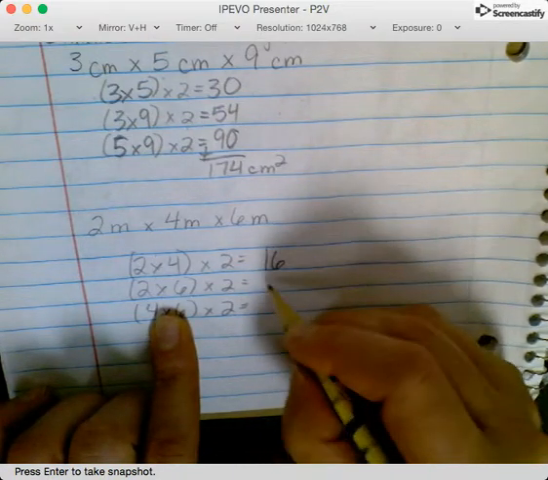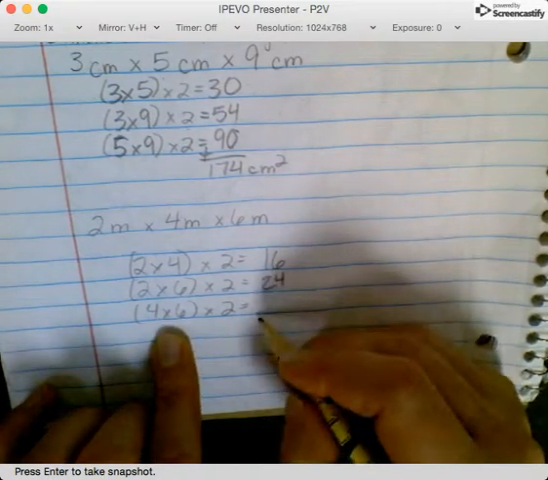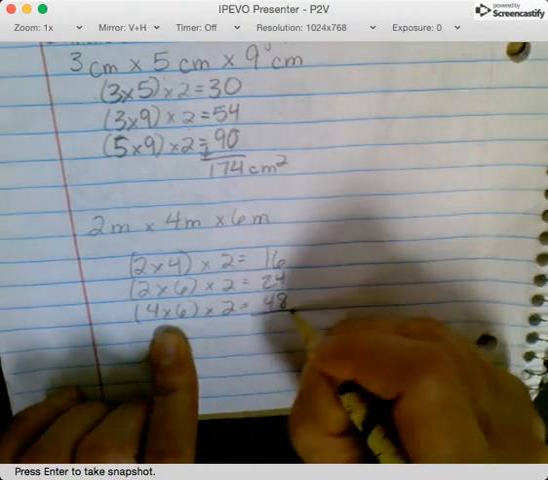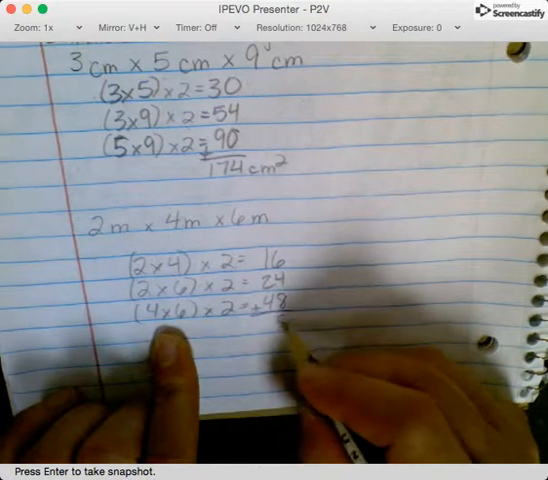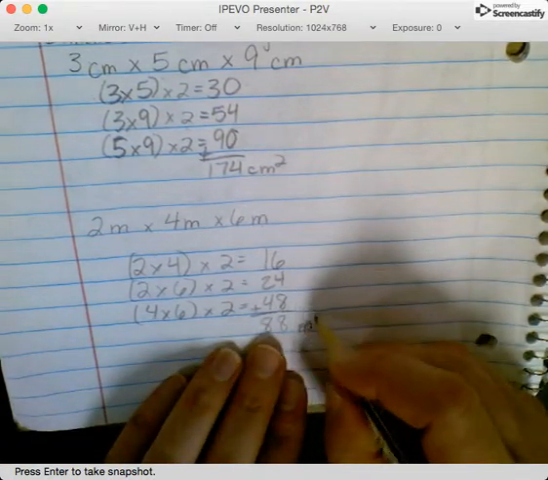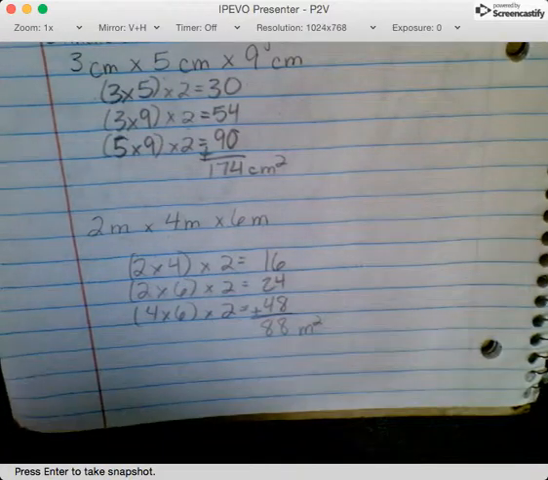So 2 times 4 times 2 is 16. 2 times 6 times 2 is 24. And 4 times 6 times 2 is 48. And then I just add those together, and that's 88. And it's meters. Area is meters squared.